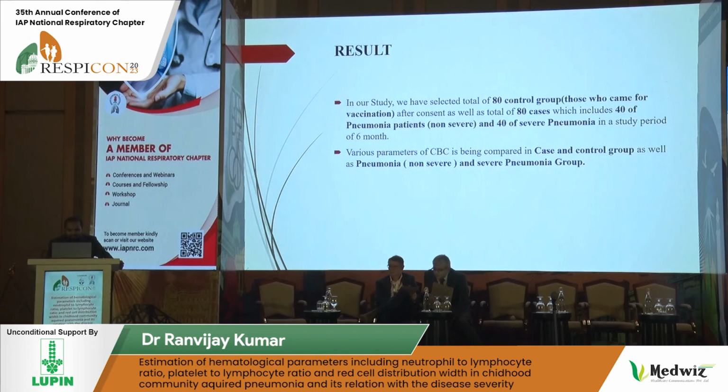Result. In our study, we have selected a total of 80 control group, those babies who came for vaccination after consent, as well as a total of 80 cases, which include 40 of pneumonia patients of non-severe form. Actually, these pneumonia patients are mild, but WHO did not use the term mild, so I have used non-severe form of pneumonia, and 40 of severe pneumonia in our study group, study period of 6 months. Various parameters of CBC are compared in case and control group as well as pneumonia and severe pneumonia form.